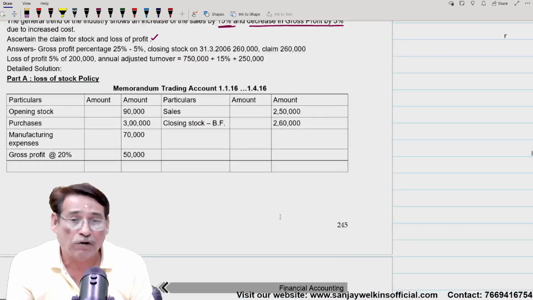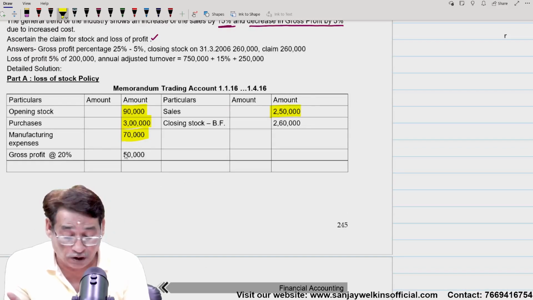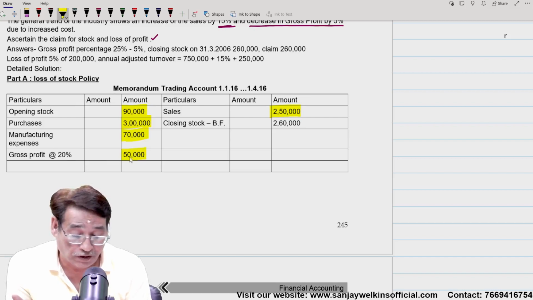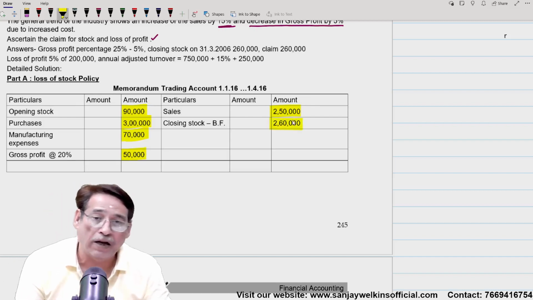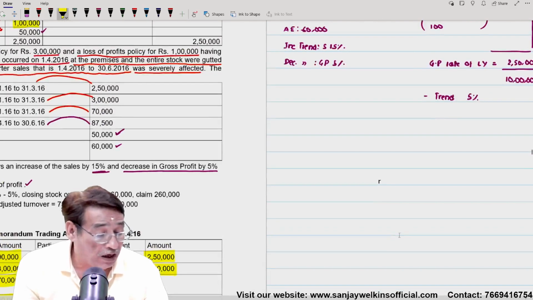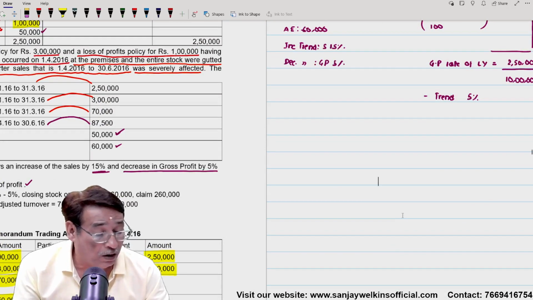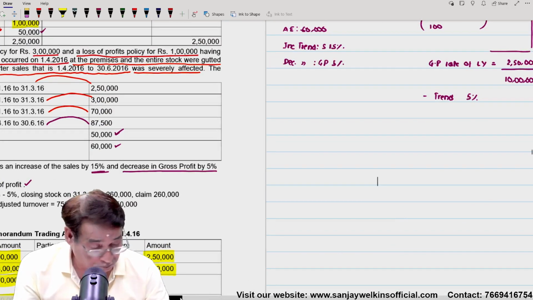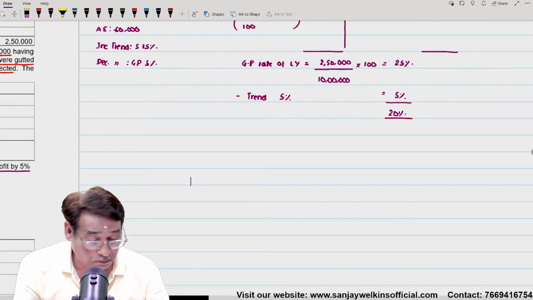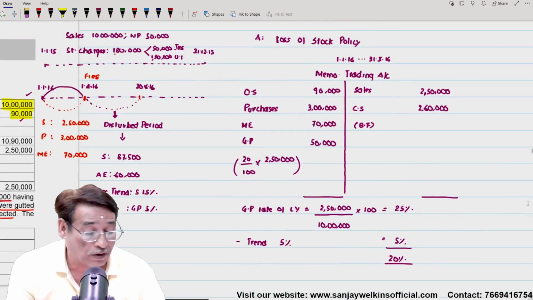Here you can see I have also computed it. So in case you do not want to note, you can simply look over here. We have computed gross profit rate 20%, and 50,000 will be my gross profit and 2,60,000 will be my closing stock on the date of fire. So we have computed the amount of closing stock. Is it clear to you or not? After having computed the amount of closing stock, now what are we supposed to do?